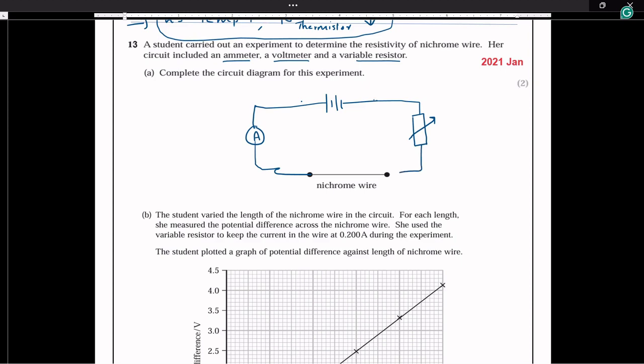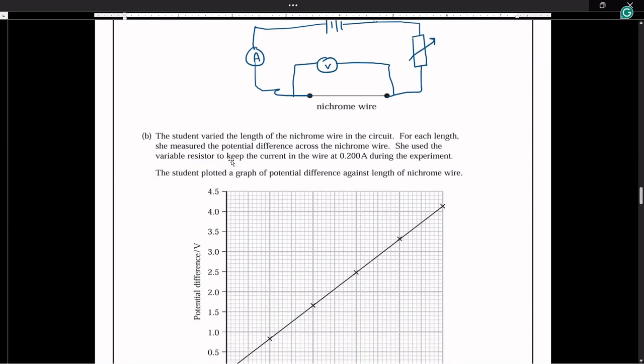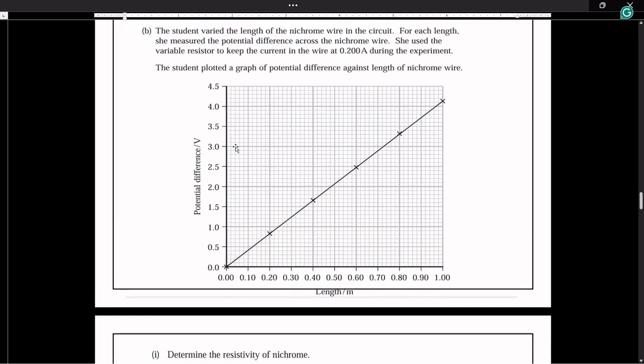So let us complete that part. Then of course we need a voltmeter to measure the voltage across the nichrome wire. So connect a voltmeter parallel to the nichrome wire. So this is the experimental arrangement. Now there is a graph given here, a graph of potential difference, voltage and length. Now the question is, determine the resistivity of the nichrome.